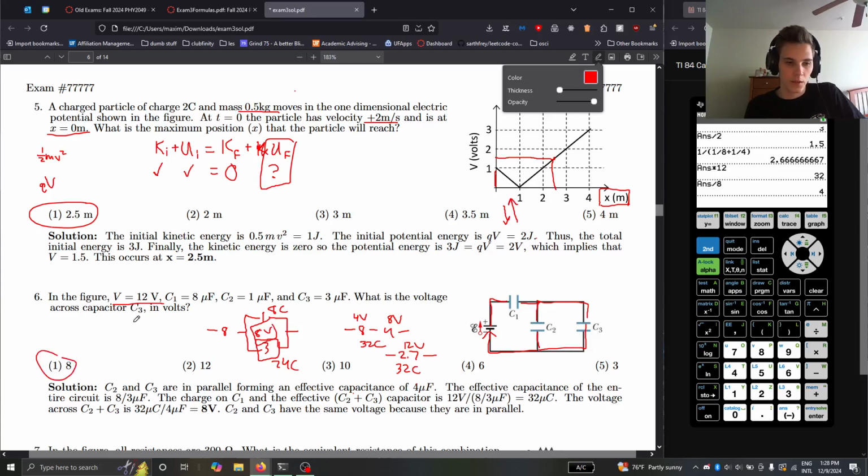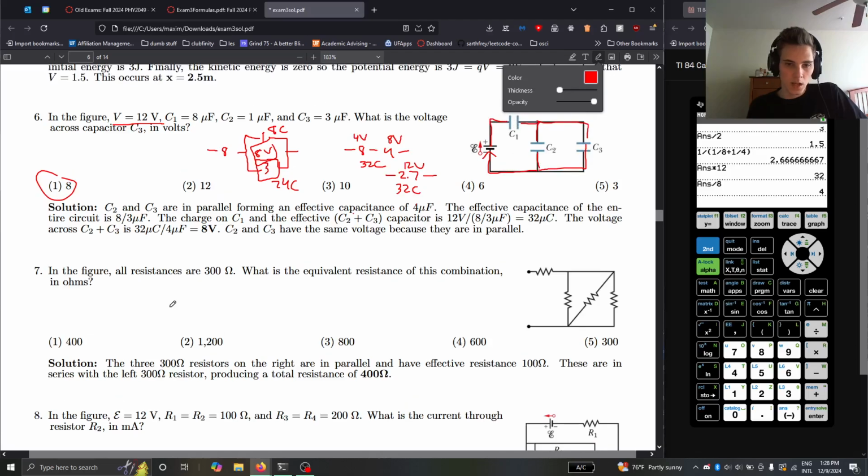So we end up with answer 1. Equivalent resistance of a combination. Again, we'll do a similar thing. We'll start here. We encounter one resistor, which is 300. Then we split off into 1, 2, 3 branches. So we have one 300 up here, one 300 here, and one 300 here. And then all 3 of these branches meet back up and exit the system. So we're left with something like this.